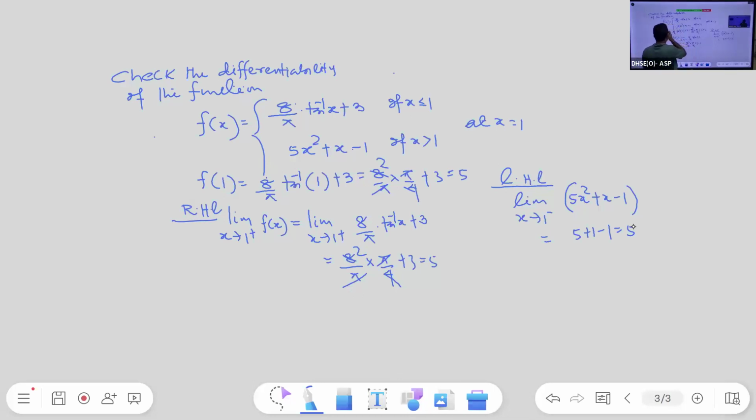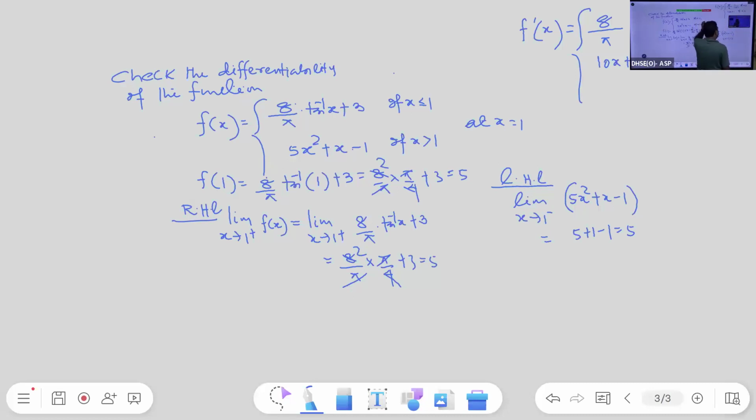Okay, if the function is continuous, then we have to differentiate the function, so that we can write f dash x. f dash x is equal to 8 by pi into derivative of tan inverse x, which is 1 upon 1 plus x square, if x less than 1. And derivative of 5x square plus x, that is 10x plus 1, if x greater than 1.